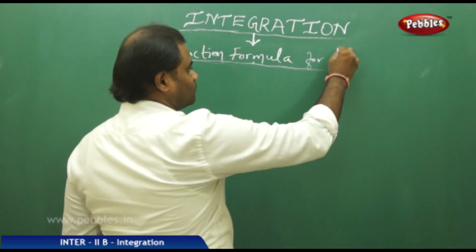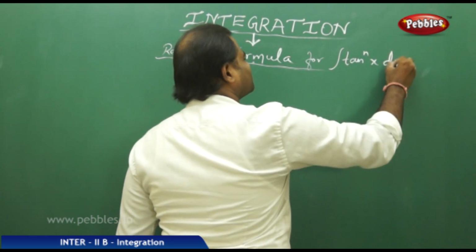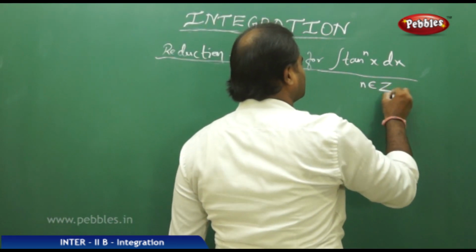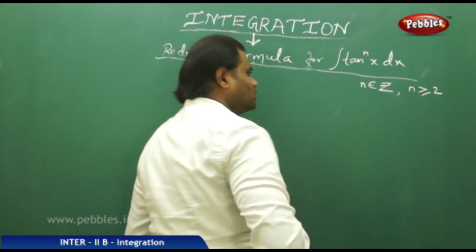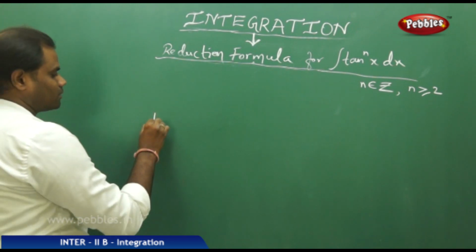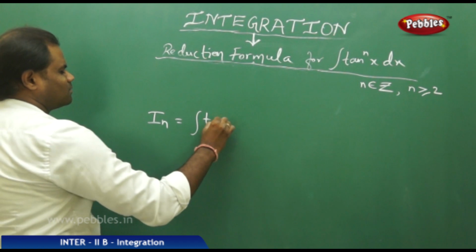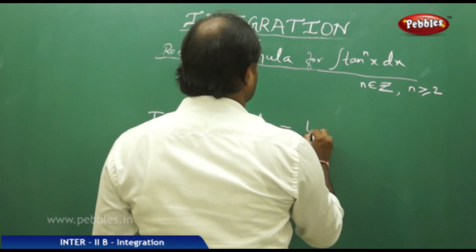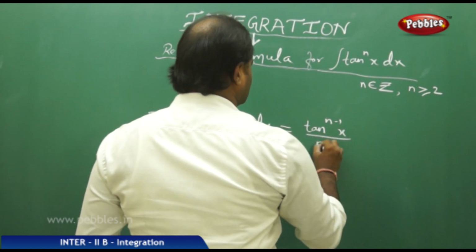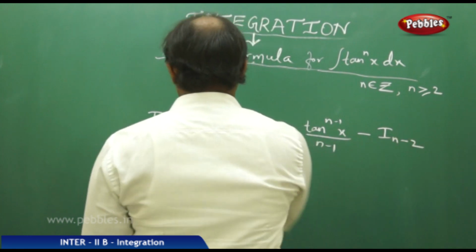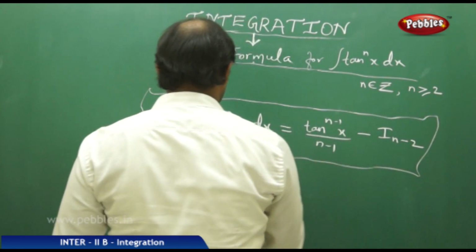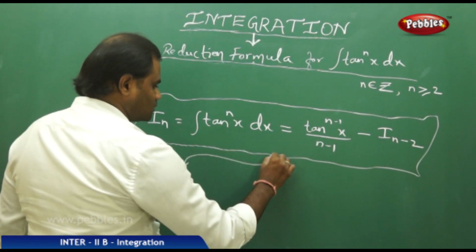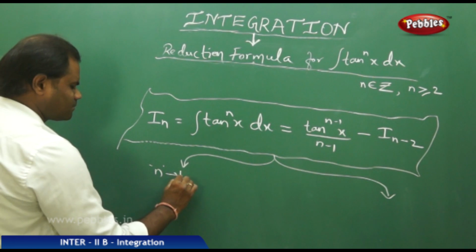Now let's see the reduction formula for tan. If I would like to evaluate integral of tan power nx dx, where n is an integer and n is greater than or equal to 2, then we use a similar reduction formula, assuming In equals integral tan power nx dx. This reduces to the form tan power n minus 1 by n minus 1 of this, where I have two cases, the even and odd case, n even and n odd.